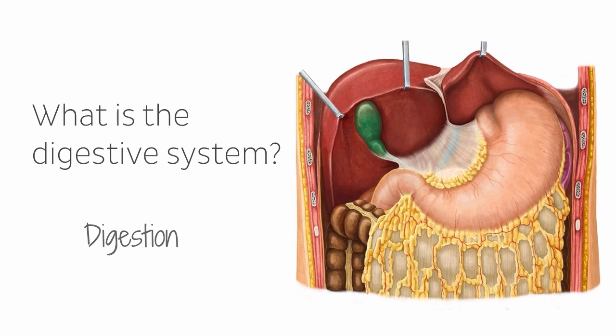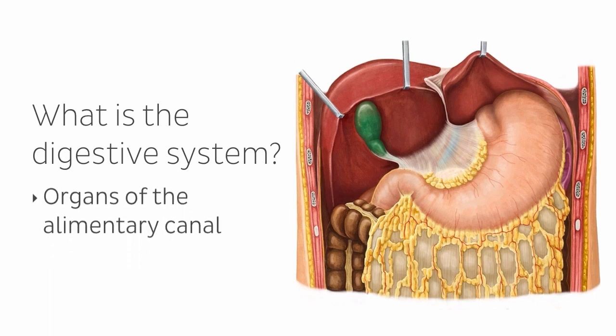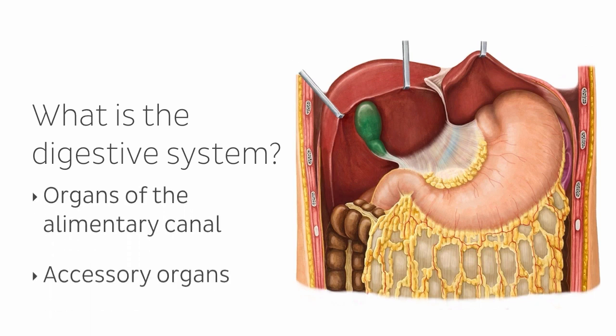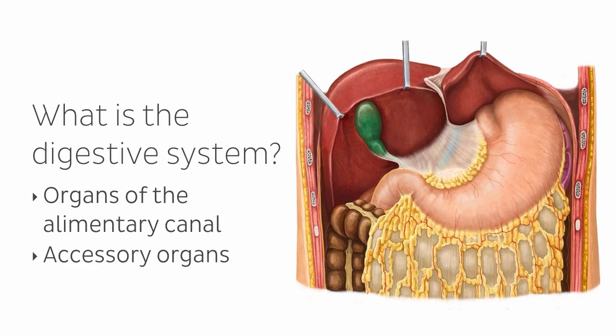Throughout this tutorial, we'll discuss the main organs of the digestive system, also known as the organs of the alimentary canal, and their accessory organs. Let's begin first with the organs of the alimentary canal.